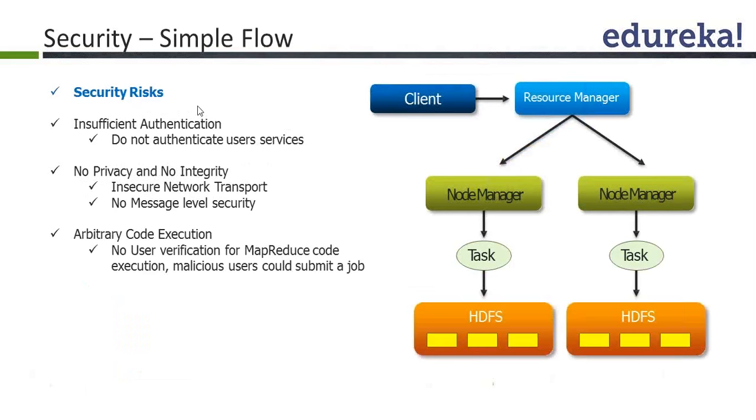Now, what security risks are we talking about? Insufficient authentication: Hadoop does not authenticate user services. The client says, "I want to run a MapReduce program," to the resource manager, and the resource manager blindly goes and runs the program. Your applications manager and your scheduler will not even look at who is coming in. It simply goes ahead and runs the program on the node managers. It doesn't matter who is asking. So there is no privacy and no integrity, insecure network transport, and no message level security. There is also arbitrary code execution: there is no user verification for MapReduce code, and malicious users can submit a simple job. If somebody wants to see what is available in a different user's directory, he can simply log in and run this MapReduce program.